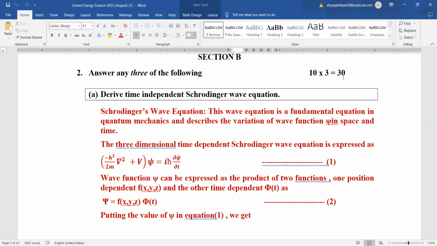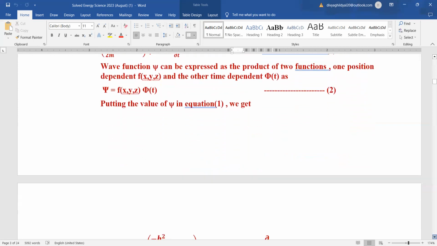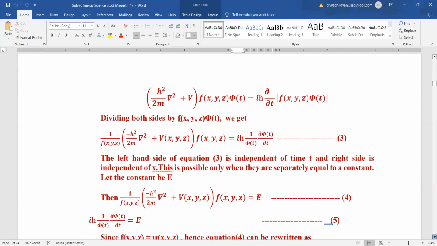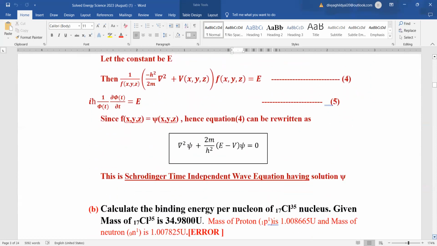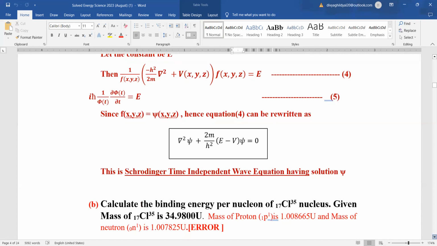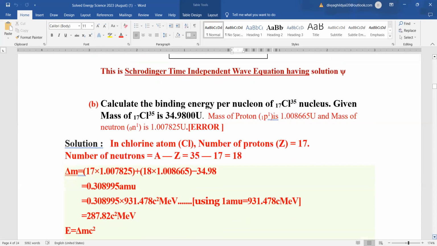As usual, it is asked every year, and you have done it in BTech first year also. The Schrodinger wave equation, you can refer to my lecture series. It is all given very clearly there, step-by-step solution, and you come across the Schrodinger time-independent wave equation. Next, the numerical: binding energy per nucleon of chlorine.